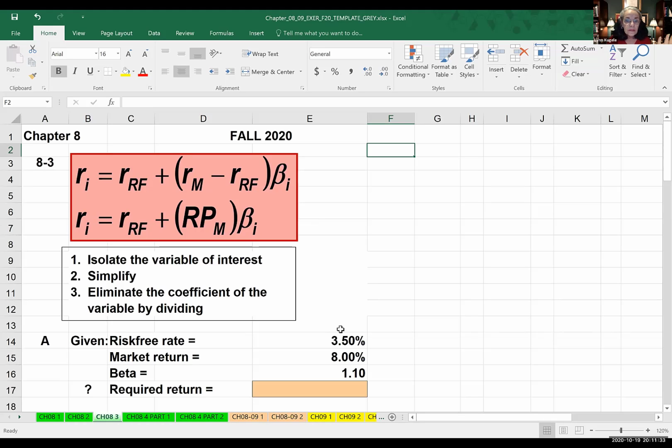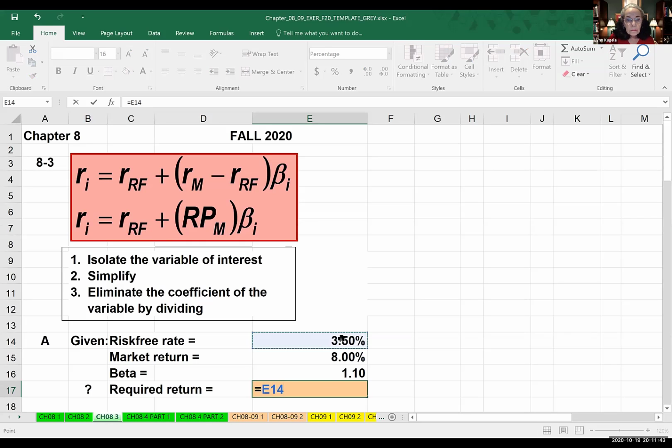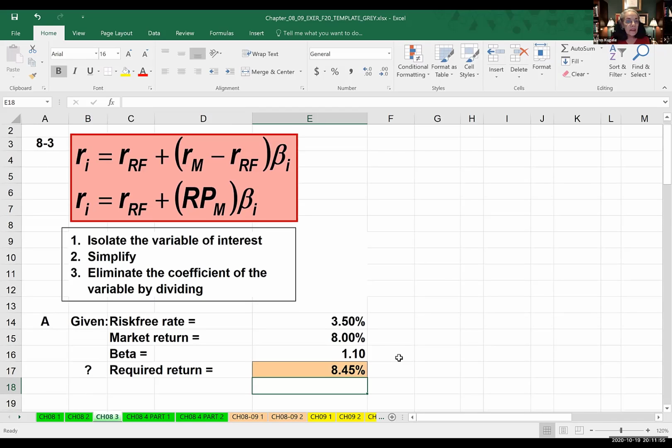So it's easy. They gave us the risk-free rate, the market return, and beta. So it's just what we did. It's going to be equal to the risk-free rate plus the return on market minus the risk-free rate times beta. There it is, 845. That was straightforward.